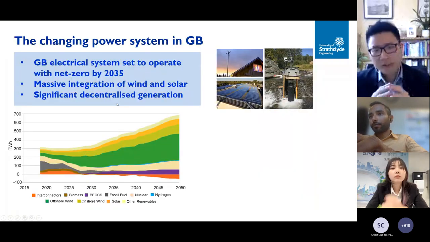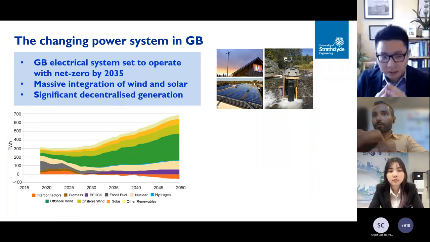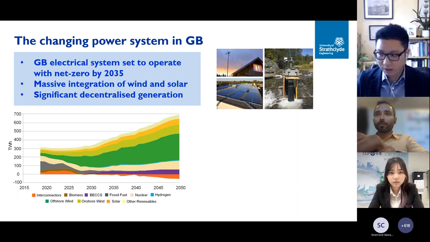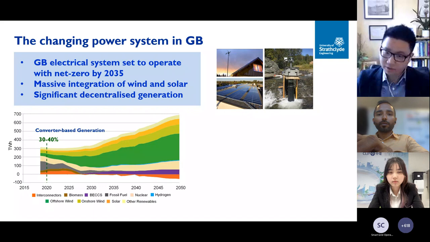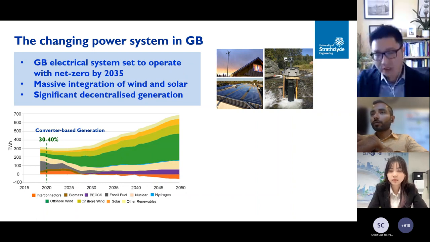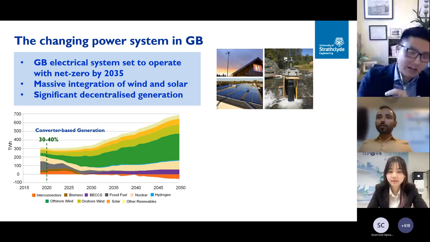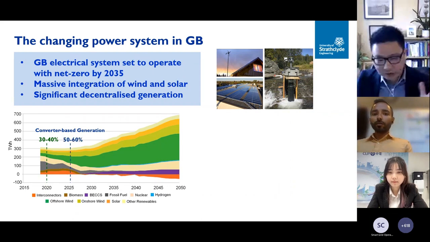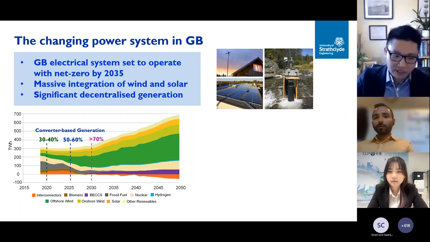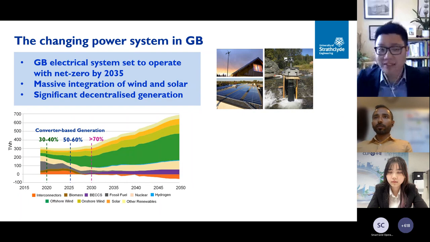Now, coming back to the GB energy landscape. At the moment, the GB electrical network is set to operate with net zero by 2035, which is about 12, 13 years from now. That means a significant amount of wind and solar will be integrated. Wind, solar and HVDC systems are interfaced with the network via converters rather than synchronized machines, and there are fundamental differences in the way they operate and behave. At the moment, we're talking about 30 to 40% converter-based generation. In 3 years' time, we're talking about 50 to 60%. And by 2030, more than 70% of the generation will be converter-based.